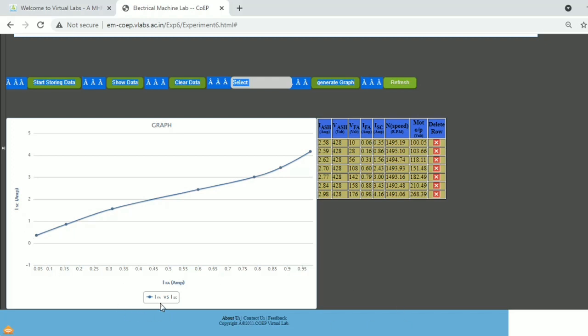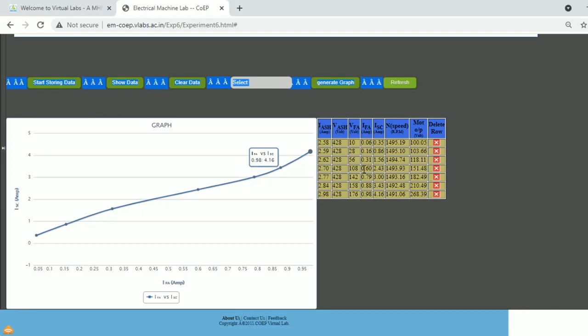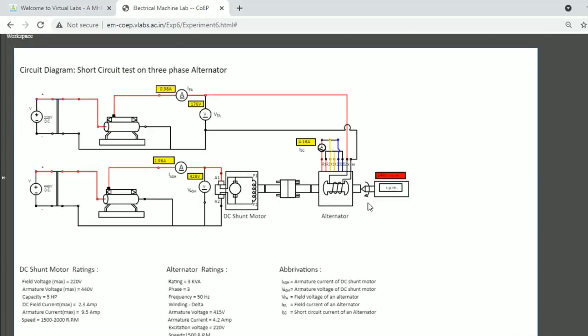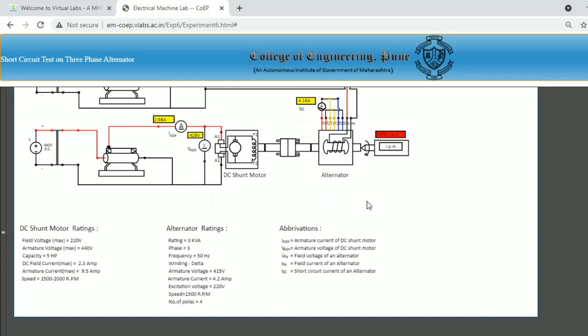From this graph we could know that the SC characteristic is linear. It almost follows a linear characteristic, but at some points there are some variations. So this is the overall SC test, and here we use this rated current value to calculate the synchronous impedance. From that synchronous impedance we are going to predetermine the voltage regulation. So I hope you understand the OC and SC test.